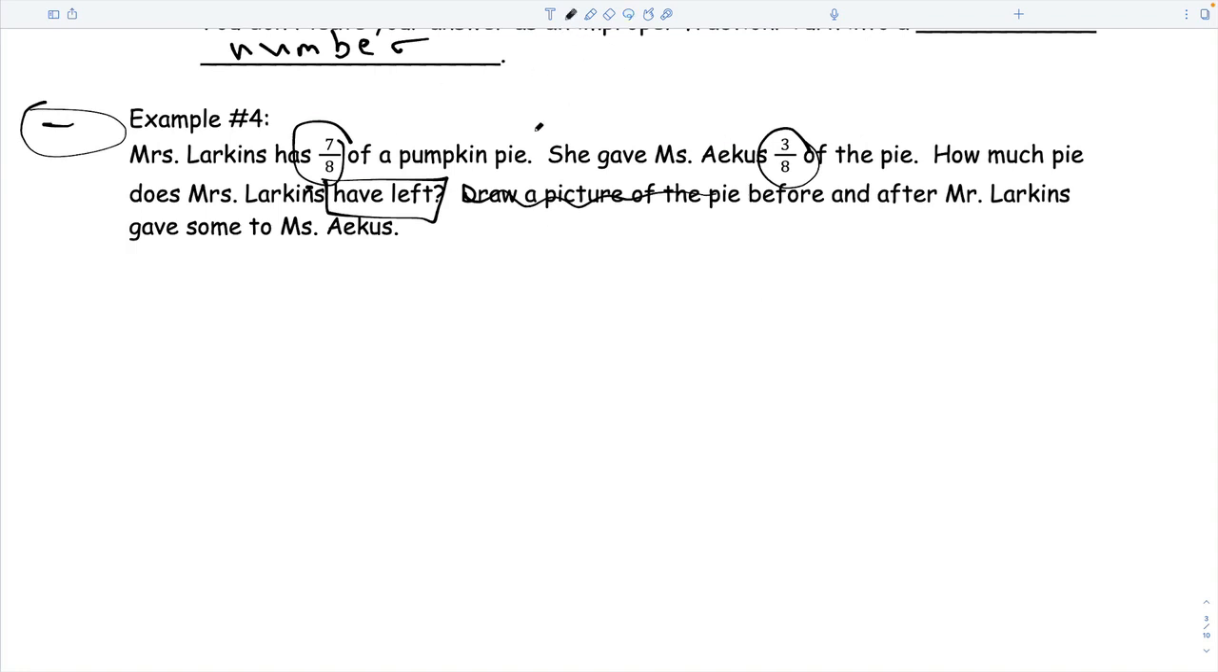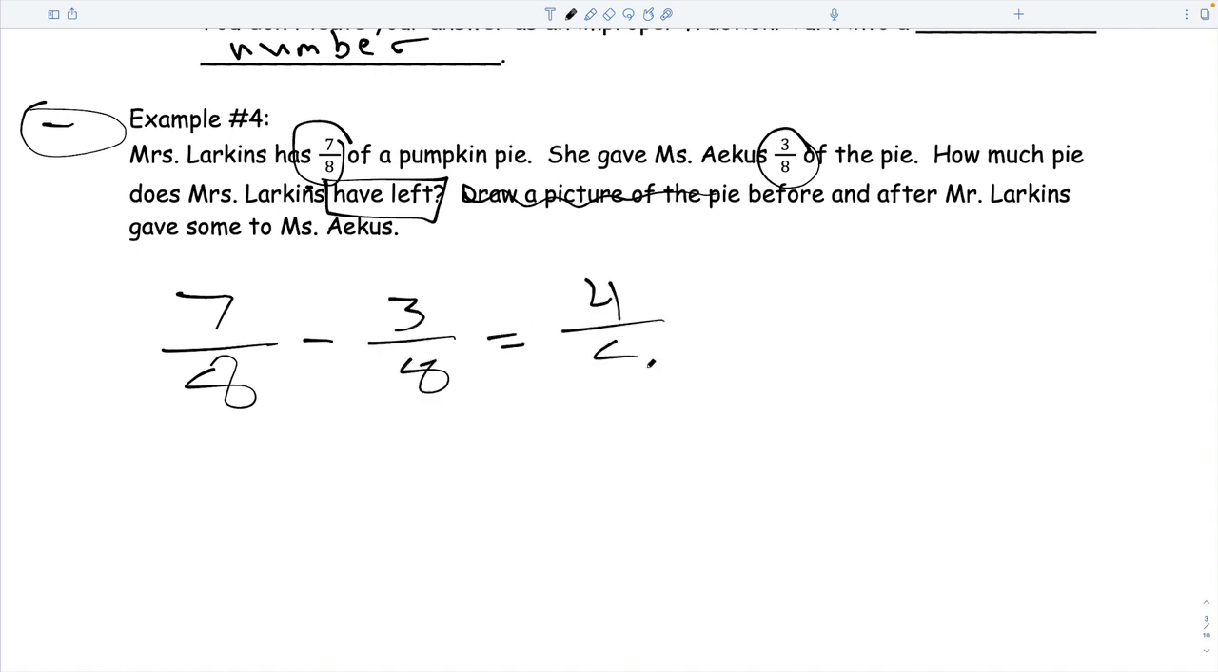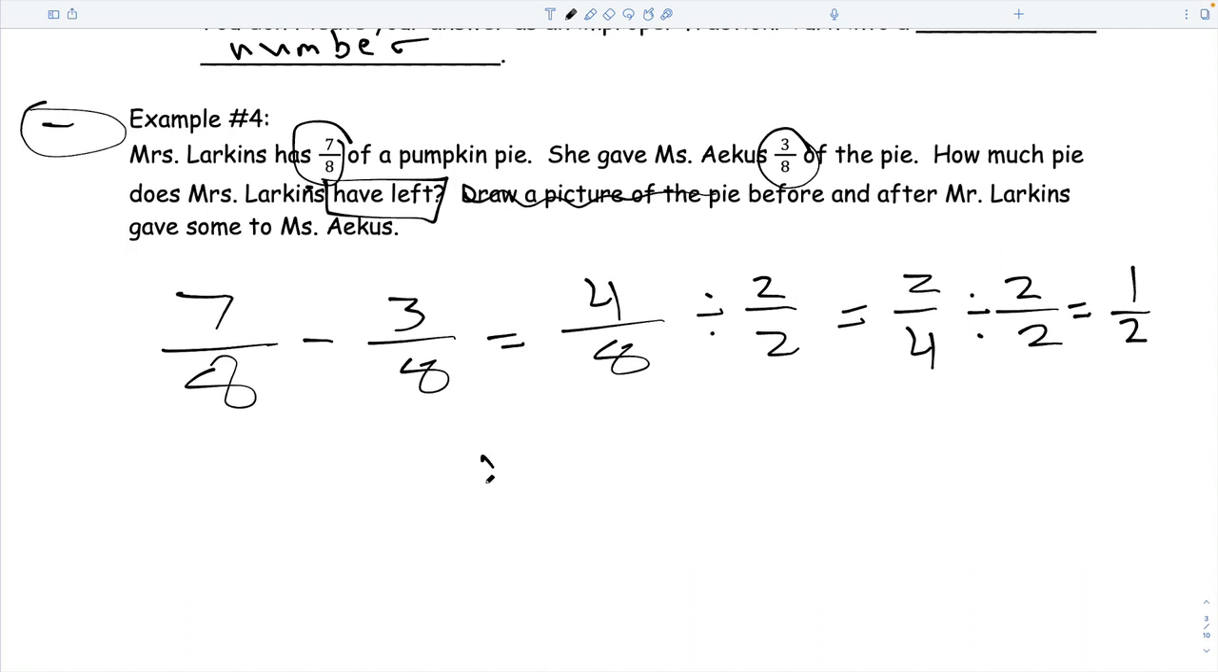So after you have 7, 7 minus 4 would be 3. Wait, pause. 7 minus 3 would be 4, so 4/8. You can simplify that to be 1/2. What if I just divided it by 2 and I got 2/4? Is that simplest? Correct. What do I have to do to that number, Henry? Divide it again. 2 divided by 2 would be 1. Okay. So you can divide it multiple times. That's totally fine. 1/2 of the pie.